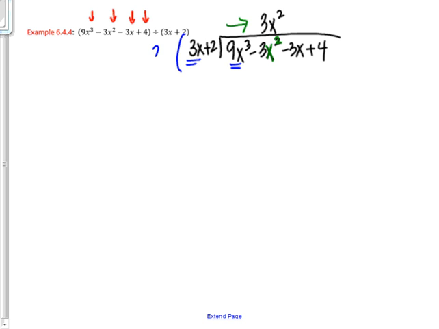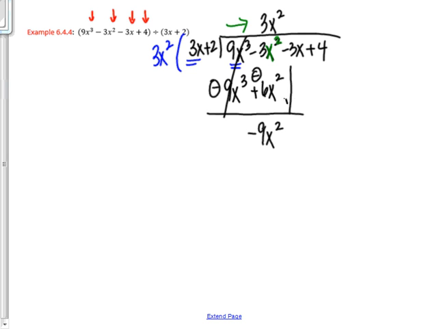All right, so what you're going to do is distribute that 3x squared. What is 3x squared times 3x? 9x cubed. And what's 3x squared times 2? 6x squared. Draw a line, change your signs. So this one goes negative, so does this one. Those cancel. And what's a negative 3x squared minus 6x squared? Negative 9x squared. Bring down your next one.